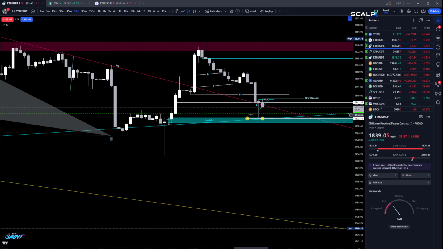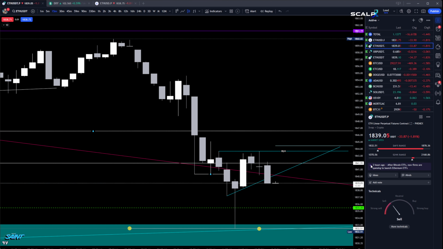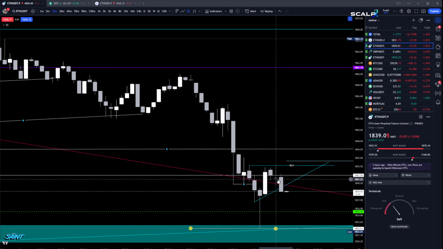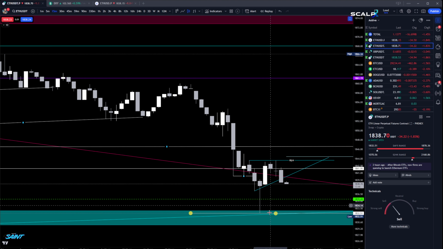See, it's not holding that line. Well, I think we had it on a 30-minute, 15-minute. It's not holding this line. So we had indecision and a strong sell candle, which puts us somewhere right around here.